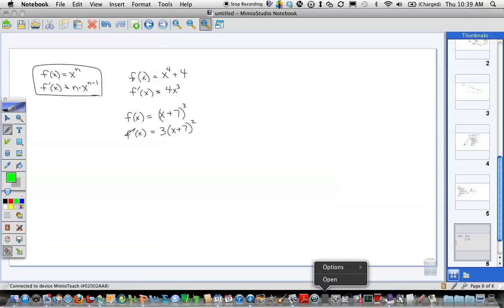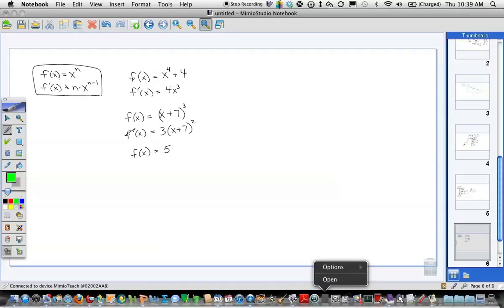The rule still applies. We'll bring the power down in front, drop the power by 1, but the shift left or right stays in the derivative. And it makes sense. If the original graph is shifted left 7, all the slopes get shifted left 7. Okay? The lesson from that will be the inside doesn't change. When we do the power rule, if there's stuff on the inside of the function, it doesn't change. All right, let's try this one.